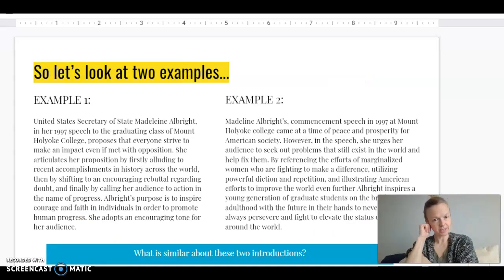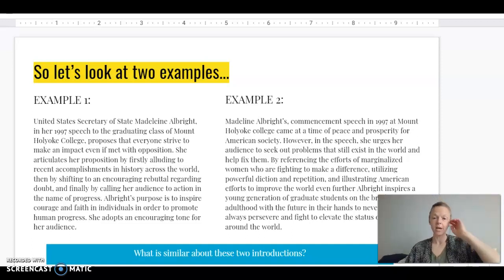Okay, so these are a few examples. This is from the Albright text that you read, and I'm actually going to read them out loud. Example 1: United States Secretary of State Madeleine Albright, in her 1997 speech to the graduating class of Mount Holyoke College, proposes that everyone strive to make an impact, even if met with opposition. She articulates her proposition by firstly alluding to recent accomplishments in history across the world, then by shifting to an encouraging rebuttal regarding doubt, and finally by calling her audience to action in the name of progress. Albright's purpose is to inspire courage and faith in individuals in order to promote human progress. She adopts an encouraging tone for her audience.